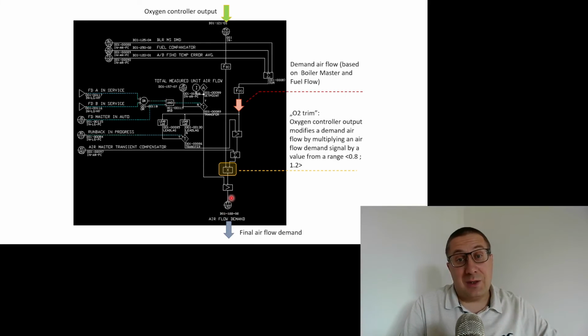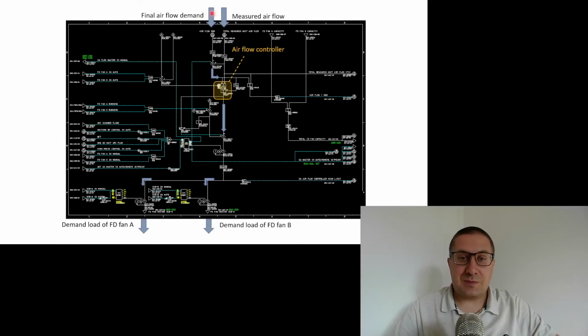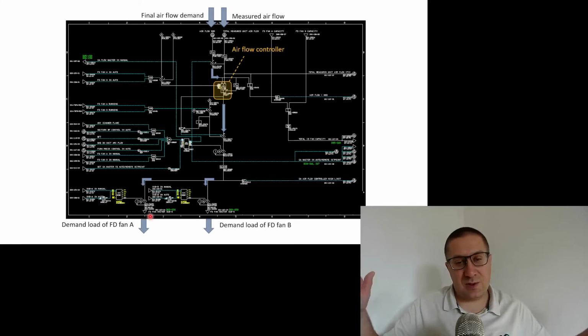But this is just a demand. We have to use some devices to pass this air to the combustion chamber. So there is another controller that compares this final airflow demand with the measured airflow. If the measured airflow is lower than the final airflow demand, it asks the forced draft fans on the left and on the right side to increase the load. If the airflow is too high, the PID controller will decrease the control signal and the load of the forced draft fans on both sides will decrease.